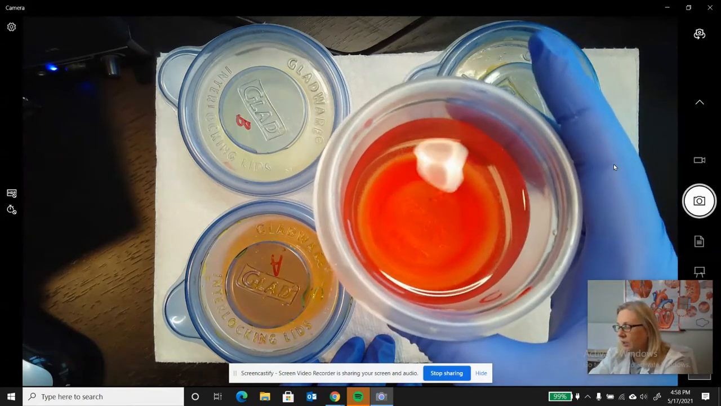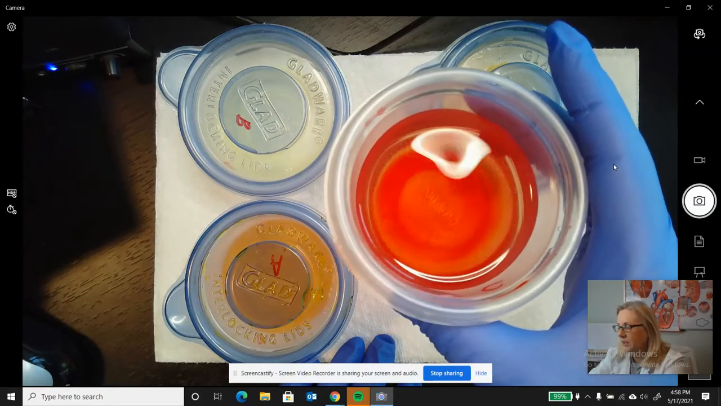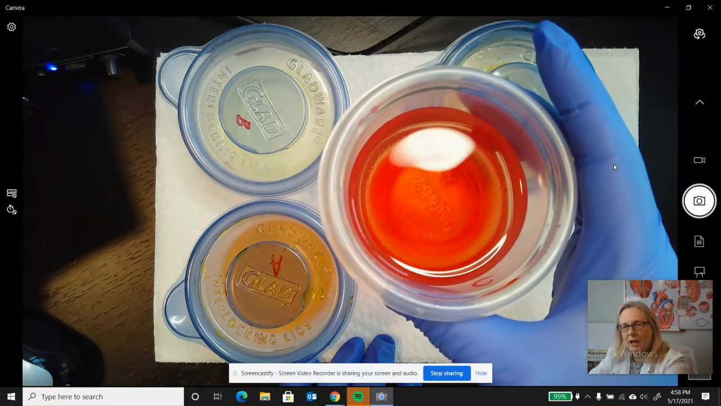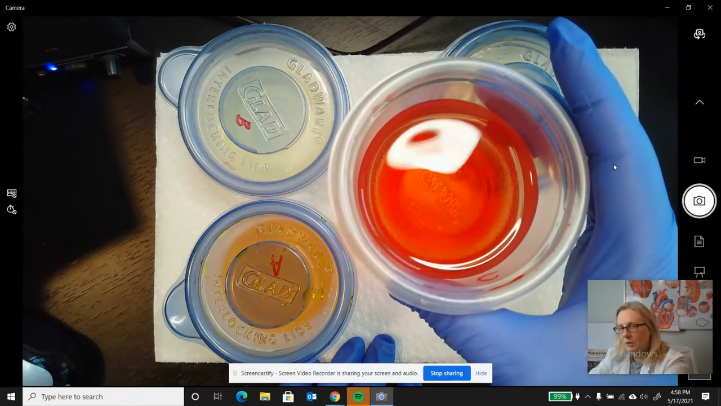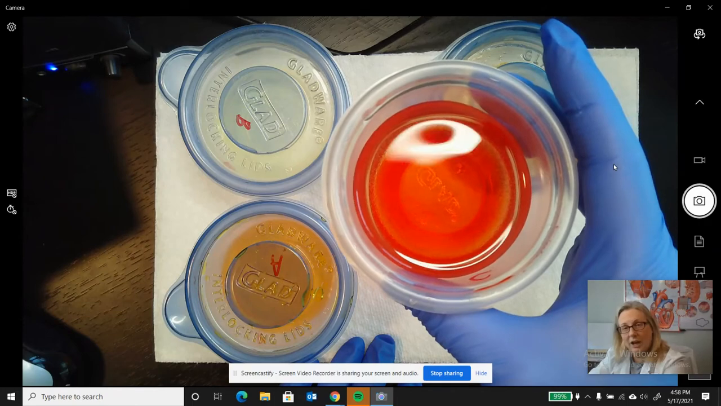Color and clarity. So clarity means, are there any floaties? Is it clear? Can I see light through it? Is it cloudy? Anything like that. So definitely write the color down and the clarity.